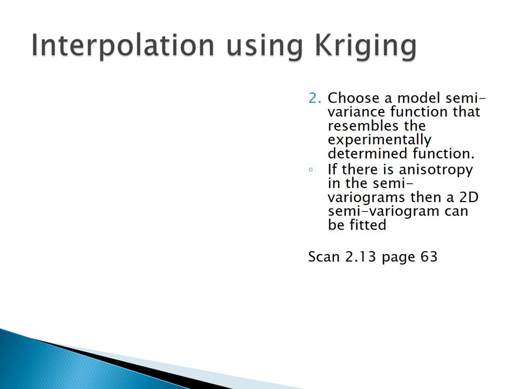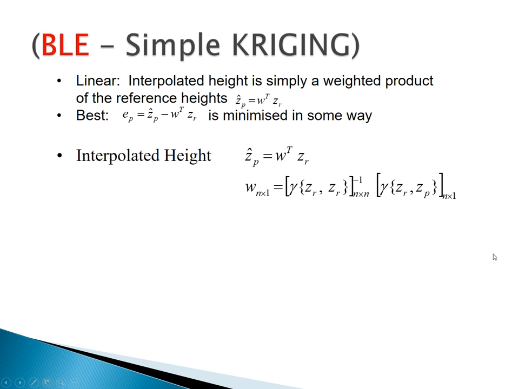So then we're going to choose a semivariogram that represents the model. And if there is an anisotropy, then a 2D semivariogram can be fitted. So we just use 2 dimensions rather than 3. Just ignore the scan information. It's from a different textbook. So again, like I said, it's not super important, but just giving that next step.